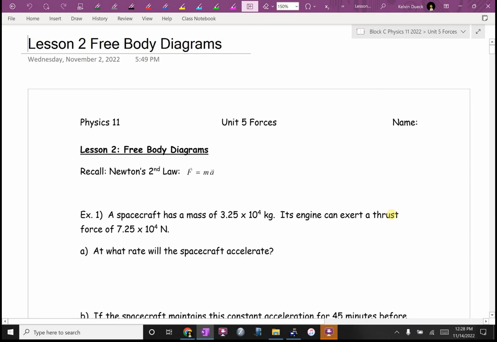The title of this lesson is Free Body Diagrams, and we're going to spend most of the lesson looking at that. And I'm going to give you the one-size-fits-all template equation that you're going to have to adapt for everything.